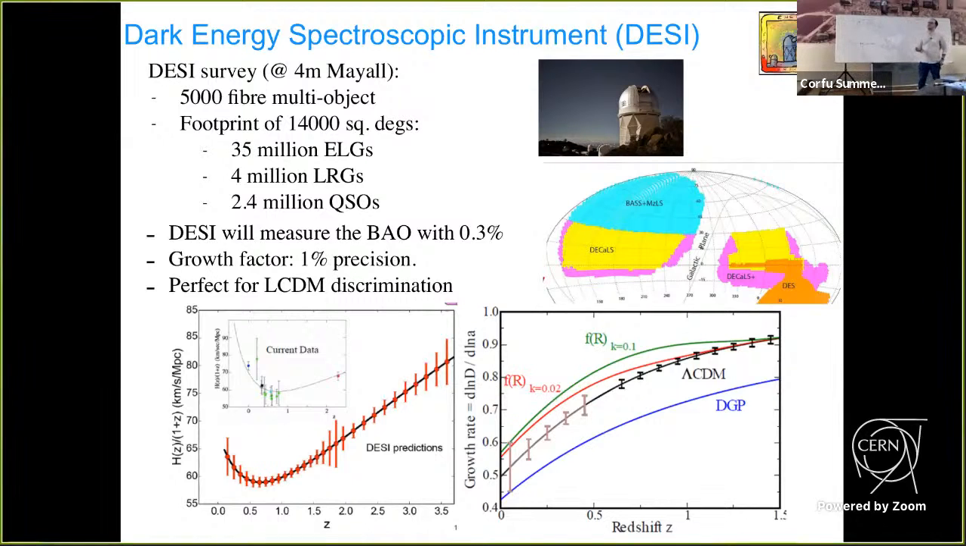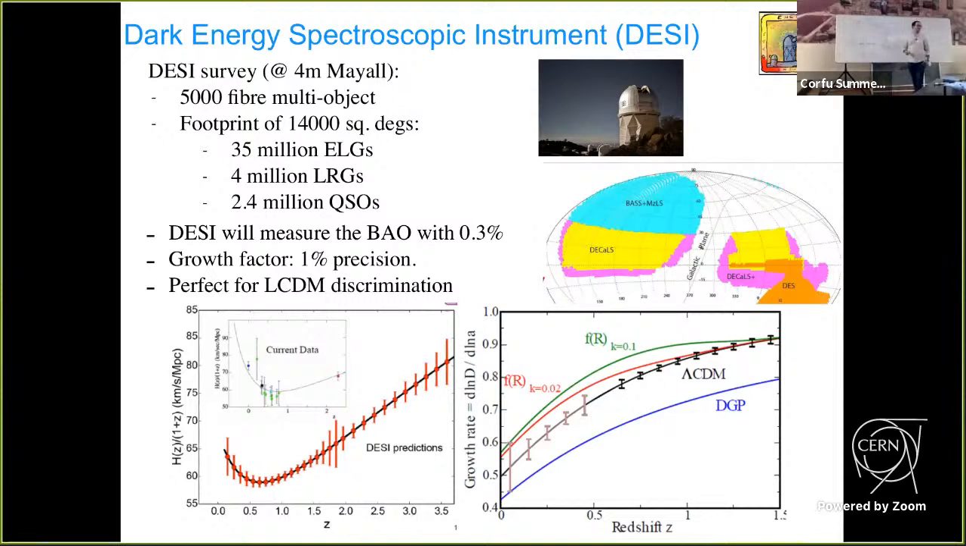This will be the ultimate spectroscopic survey in the optical sector. This is the prediction for the measurement of the BAO, so the evolution of the expansion of the universe. It will be the best measurement of BAO. After that, we will measure BAO again with other types, but this will set the definitive BAO measurement. Then for the growth factor, which is the test of gravity, we'll reach some 1% precision. So we may be able to discriminate much better between models. This is going to be perfect in this decade for the lambda or not lambda question.